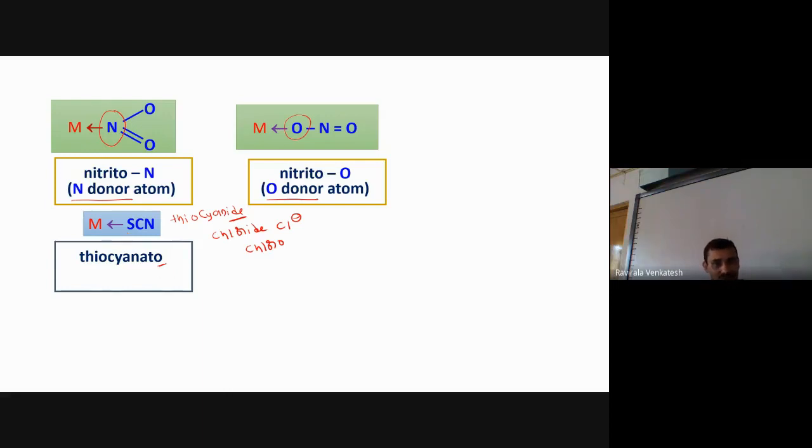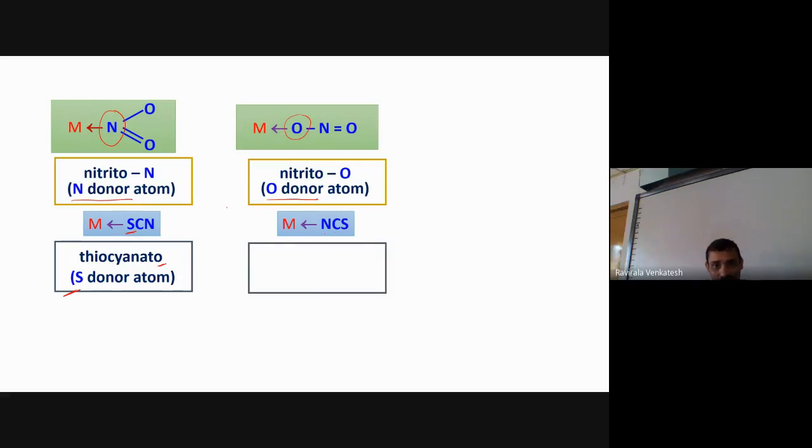Here also it can donate from the sulfur side and from the nitrogen side. In the first case, sulfur is the donor atom. In the next case, nitrogen is the donor atom. You see, the same thing. Nitrogen is the donor, but you have to call this one isothiocyanate, because CN is called cyanate.